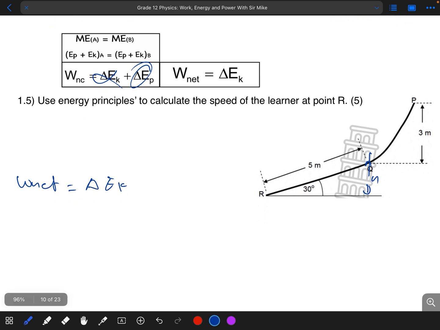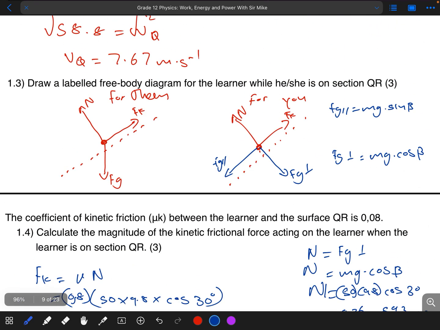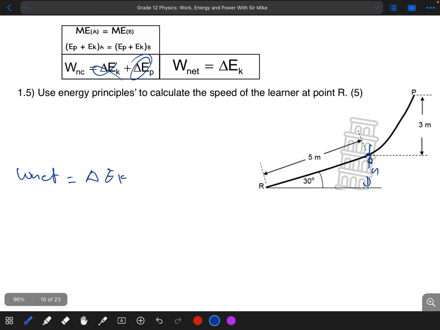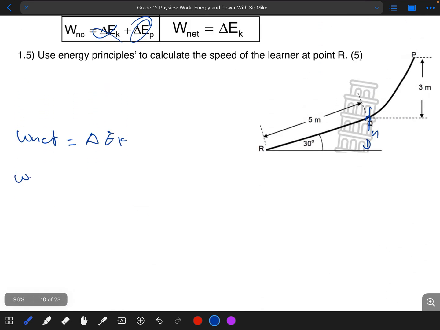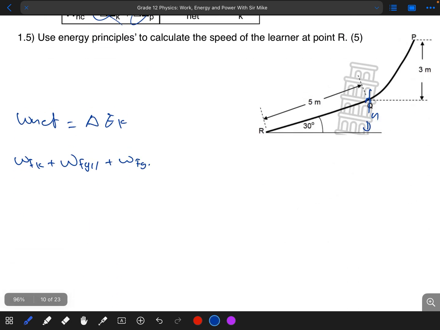Remember that on this surface we have the normal force, we have the gravitational force, we have Fg parallel, and we also have Fk. So W net will simply be equal to the work done by Fk plus the work done by Fg parallel plus the work done by Fg perpendicular plus the work done by the normal force, Fn. It is equal to half mv squared final at point R minus half mv squared at point Q. So it's final minus initial.